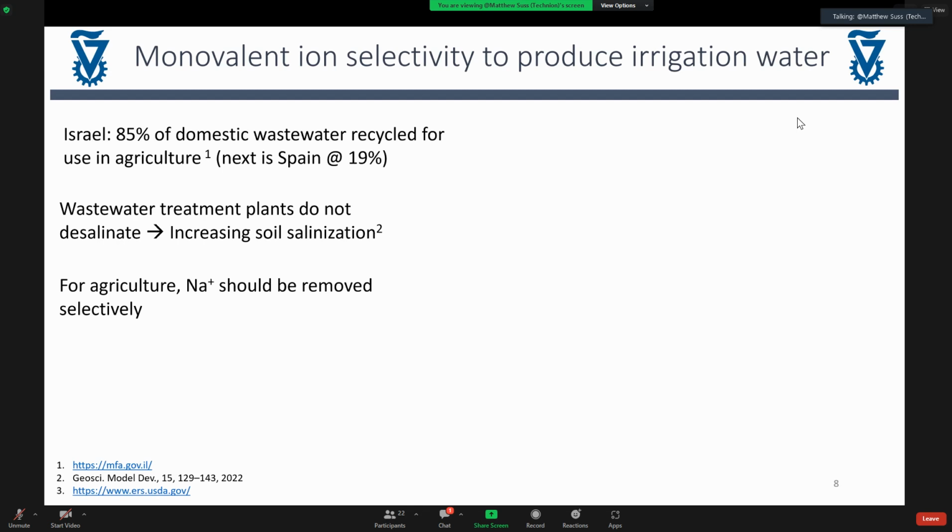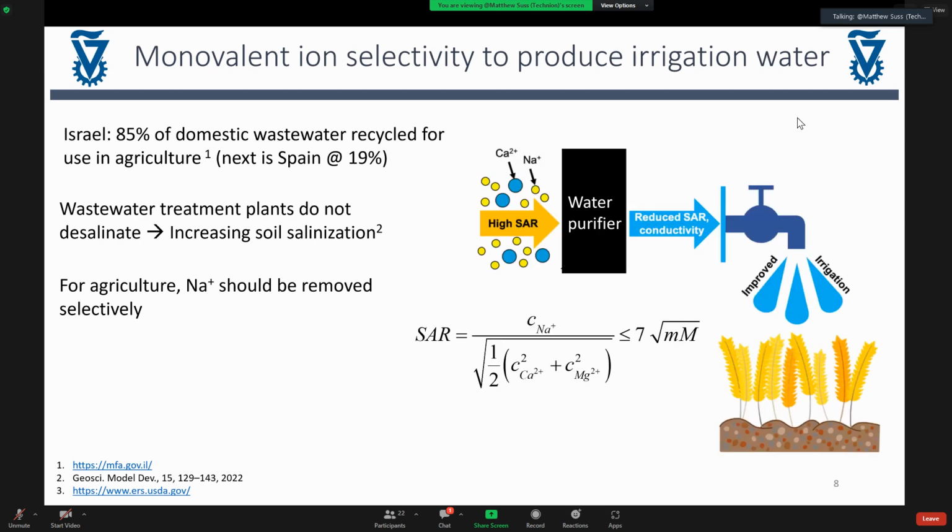If you're talking about agriculture, you want to treat water for agricultural processes, and one of the things you often have to do is remove sodium selectively. If you have a feed water, usually you want to reduce its ion conductivity, but you also want to reduce its sodium absorption ratio, the SAR, which is the ratio of sodium to the mineral ions, calcium and magnesium. You want that to be low enough to allow for proper soil permeability and soil health. Typically lower than 7 is desired for irrigation. So you want to reduce the conductivity, but by removing sodium ions and not calcium and magnesium. So you want to be monovalent cation selective. And so how can we do that with porous carbon electrodes?